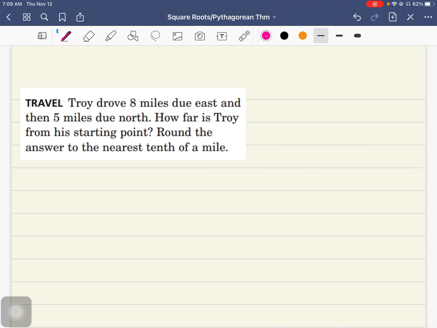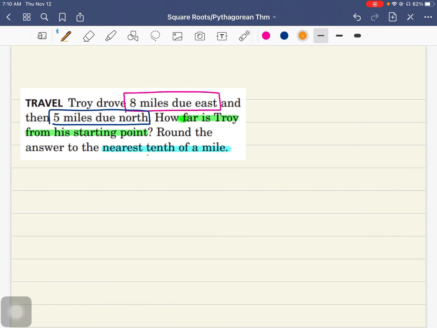All right, so let's go through and read it and annotate and pick out what the important parts are. So it says, oh, traveling. So Troy drove 8 miles due east. I see some numbers, so that's probably going to be important. 8 miles east. And then he went 5 miles north. How far is Troy from his starting point? So there's our question. And they want us to round, this is important, round to the nearest tenth of a mile.